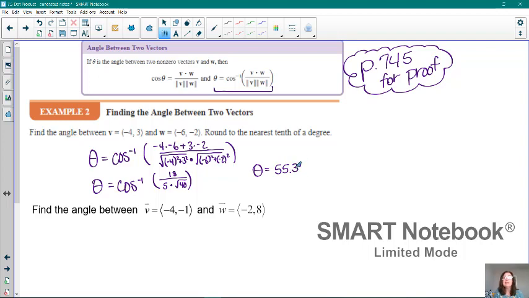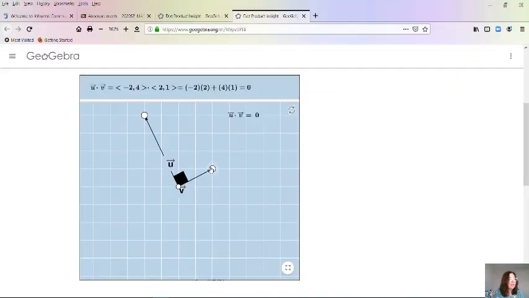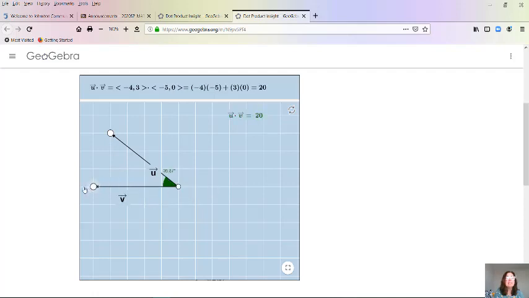55.3 degrees. I want to verify that on GeoGebra just because it's rather fun. So we had one vector was -4, 3. So I'm going to go -1, 2, 3, 4, 1, 2, 3. The other vector was -6, -2. So 1, 2, 3, 4, 5, 6, -2, bring it down. I'm off the page a little bit, but I can see there that that's the correct vector. And look, the angle between them is 55.3 degrees. So it's nice to see that as well.